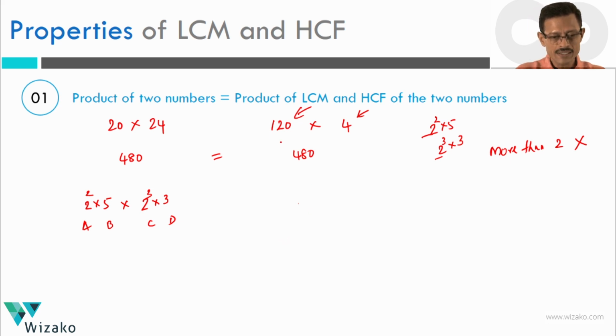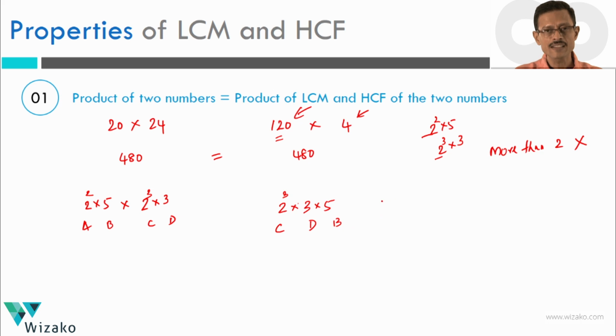Now, what did this LCM contain? The LCM contained all the prime factors. So it has a 2, 3 and 5. It picked these in their highest power. So it contained a 2 cube, 3 and a 5. So what all did we get here? We got a C, we got a D and we got a B here.